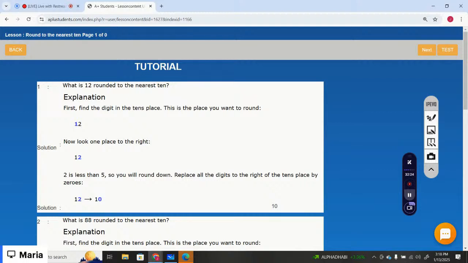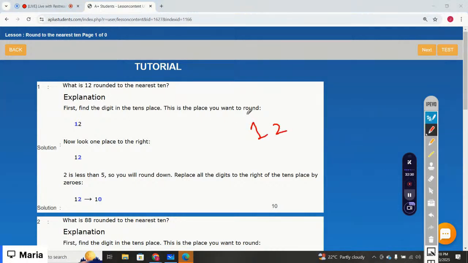What is 12 rounded to the nearest 10? So you have to round it to the nearest 10. That is the tens digit, right? So you have to see the digit at the right hand side of the place you have to round it to. So here you have 2. You have to compare that number with 5. 2 is less than 5. So you need to round down. Round down means you keep the tens digit, that is 1, and replace the other digit with 0. So it would be rounded to 10.